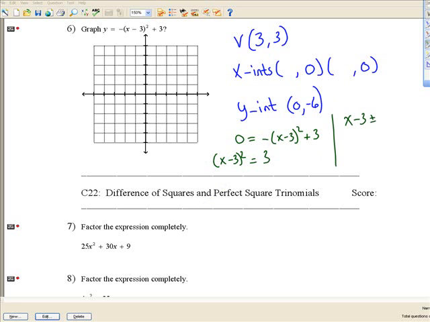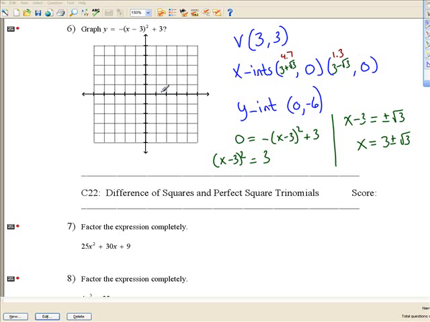So x minus 3 is equal to positive or negative root 3. And if I add the 3 to the other side, x equals 3 plus or minus root 3. So those are my intercepts. One of them is 3 plus root 3, and the other one is 3 minus root 3. Root 3 is about 1.7, so this intercept would be pretty close to 4.7, and this intercept would be pretty close to 1.3.